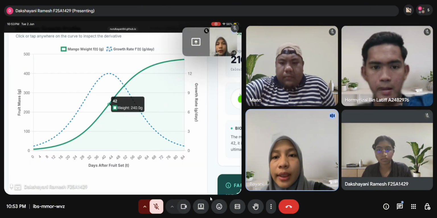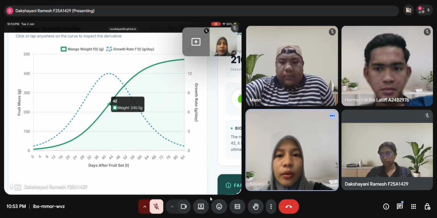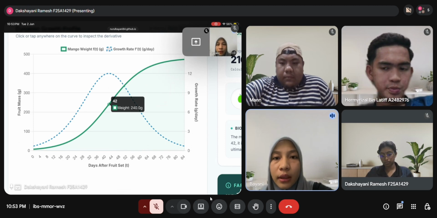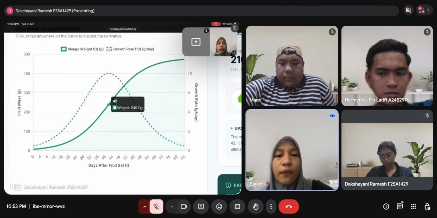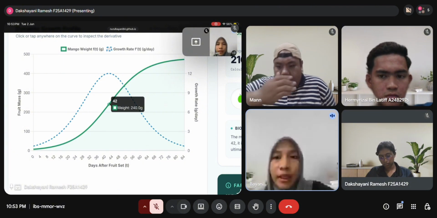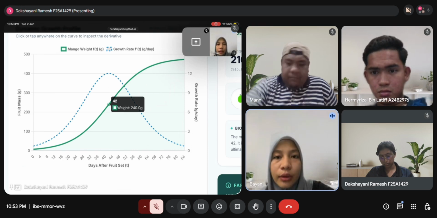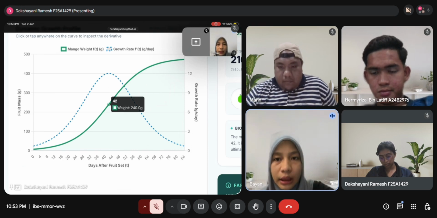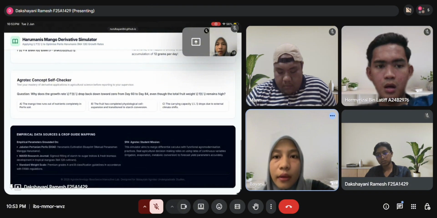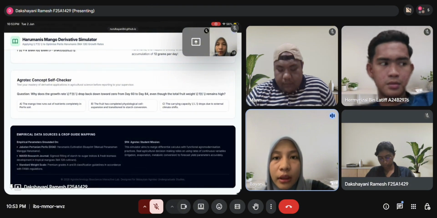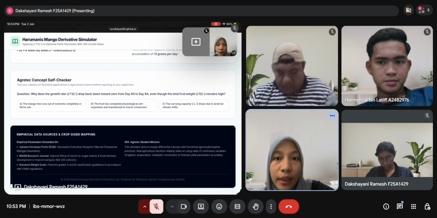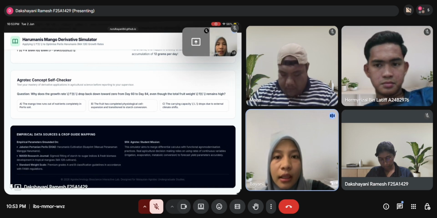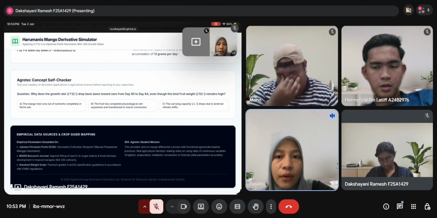Look at day 42. The fruit is at 240 gram, but its growth rate peaked at 12 gram per day. Because it's growing so fast, the system triggered the farmer action plan, advising strict drip irrigation of 20 to 30 liters daily. From day 60 to 84, the growth rate dropped back towards zero. This is perfectly normal. The fruit has finished its physical cell expansion and is transitioning into sugar conversion for ripening.